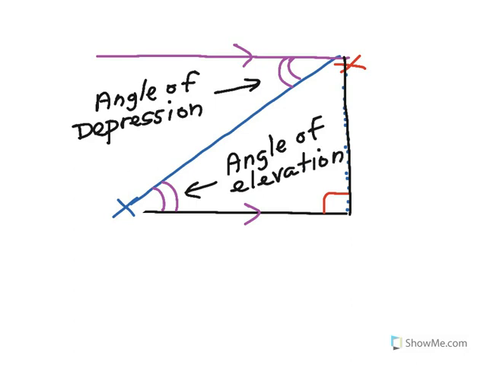And the one that's inside the triangle is the one we're going to focus on. So if we're given the angle of depression in a scenario, we know that that's going to be the same measure as this angle down here inside the triangle. So angle of depression and angle of elevation represent the same angle measure.